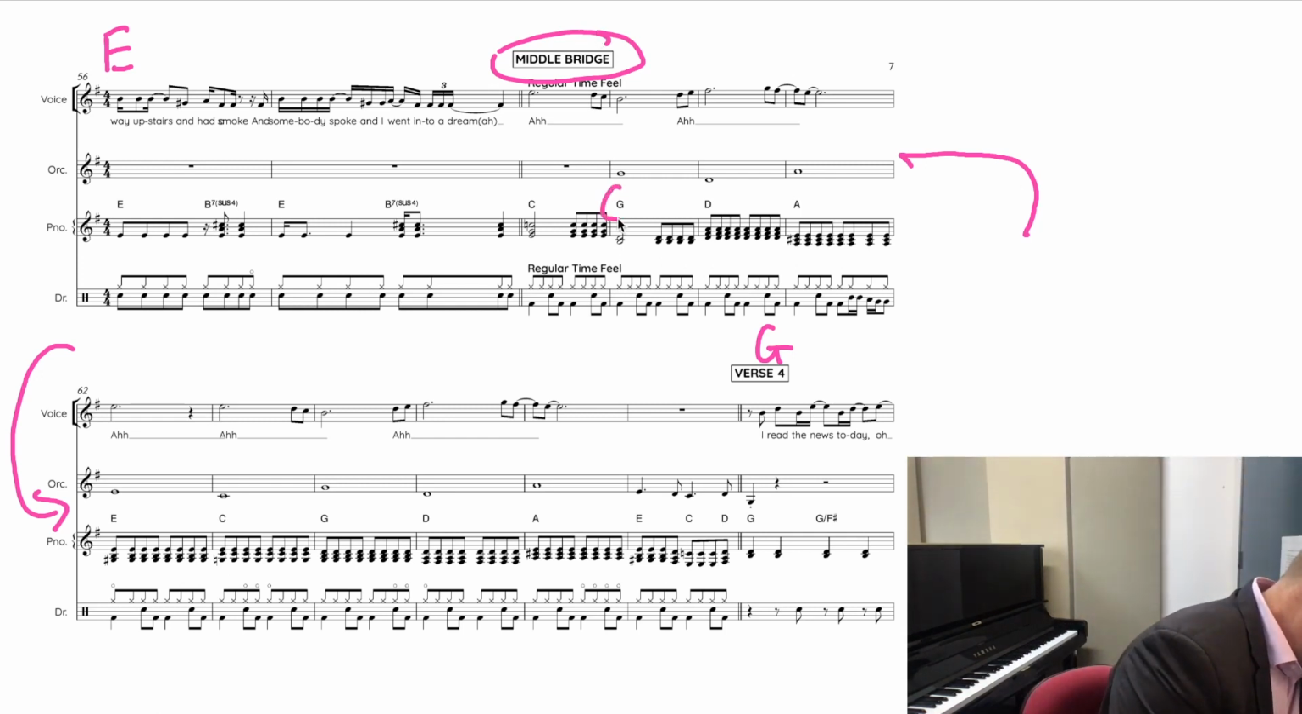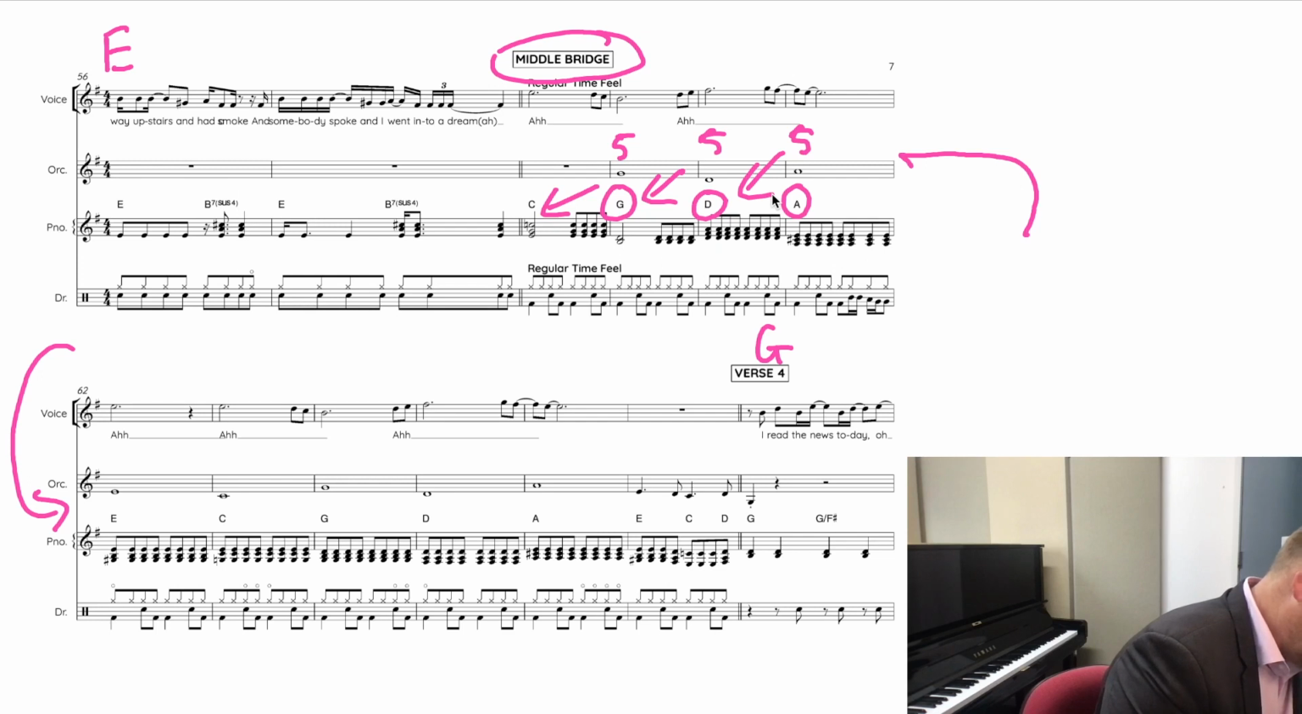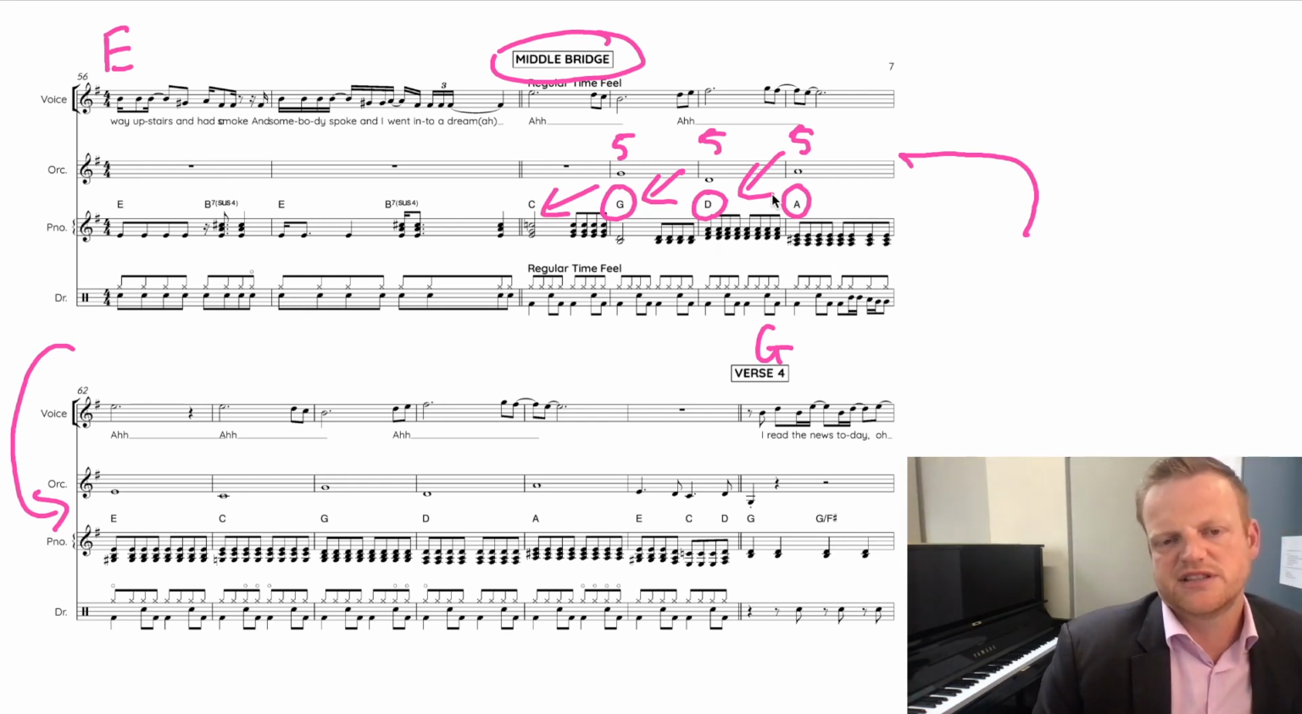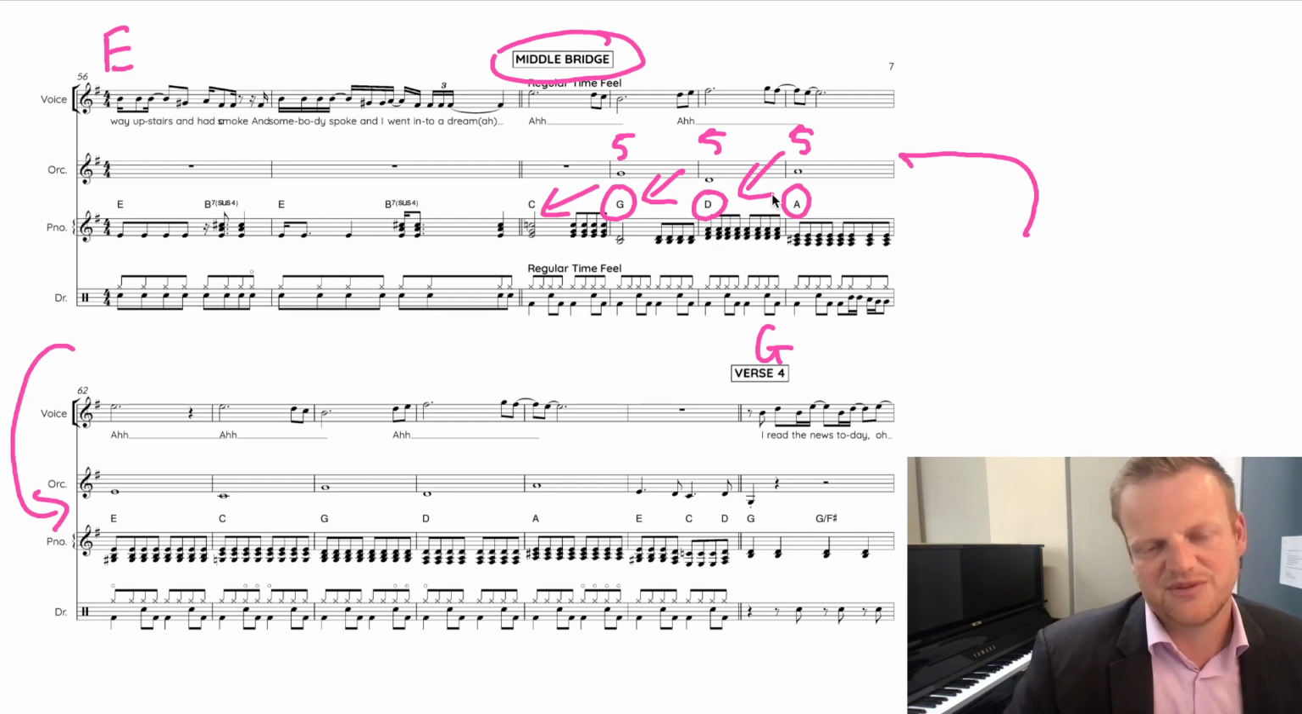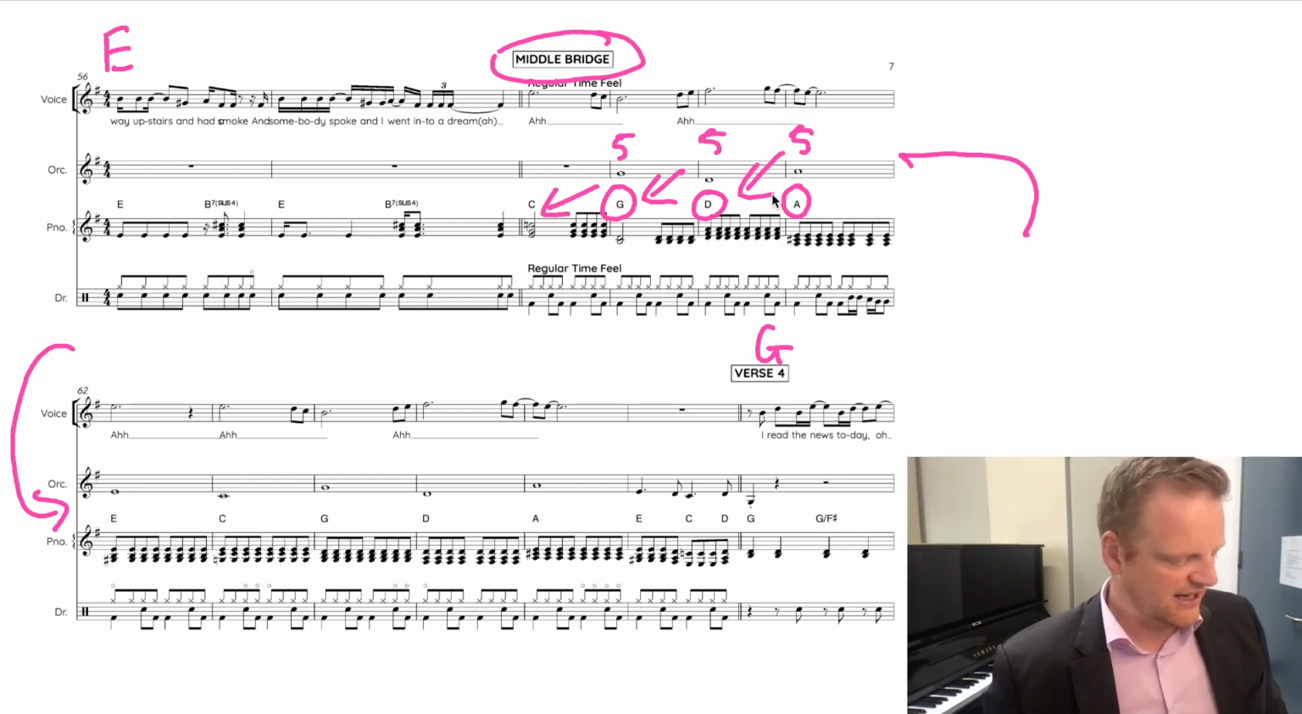So G is the 5th of C. D is the 5th of G. So this is really common. You'll find this in all types of music using this 5th, and we're not using any change of chords. So we're not using major or dominant or minor. We're just using major. We're not using minor or dominant or anything else, which is quite unusual.